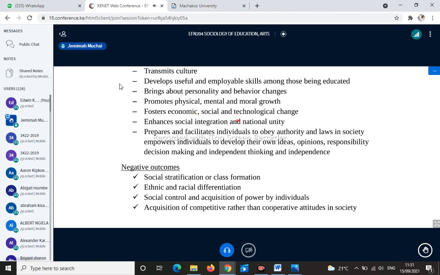Foster economic, social, and technological change. Economic, you can use your money better because of being educated. Socially, you can interact with people from different places. Technologically, you can use different types of machines and the like.